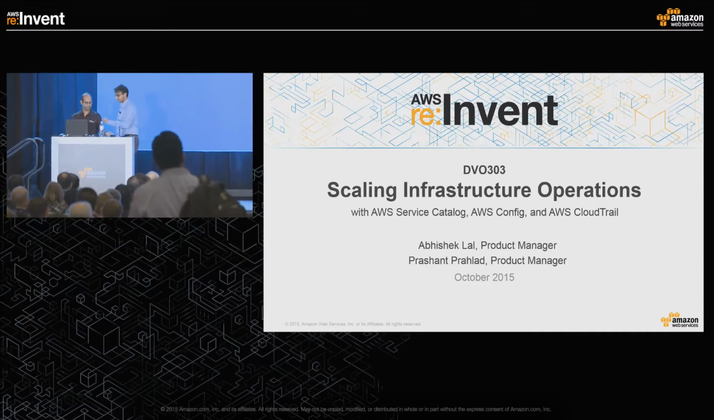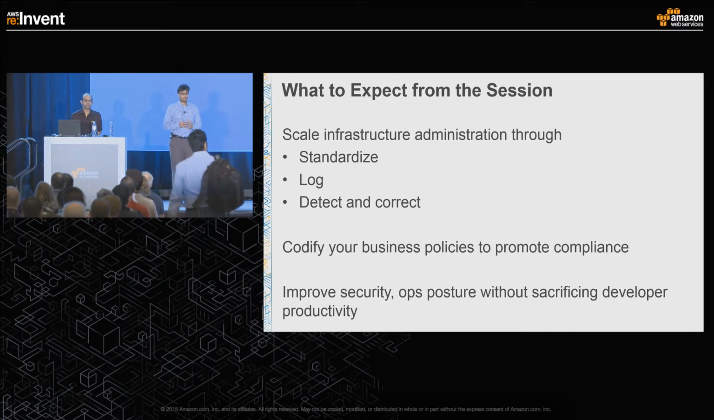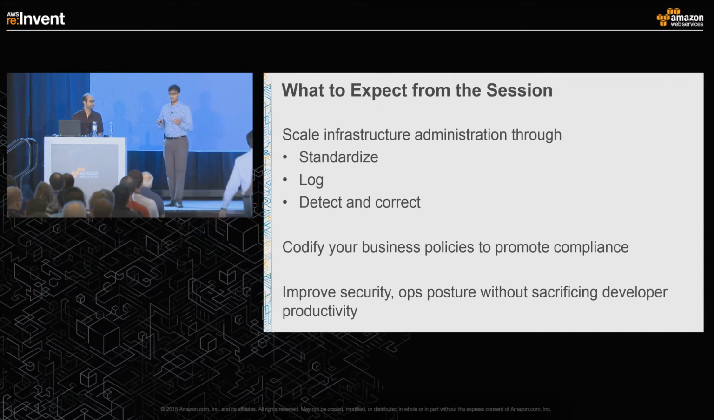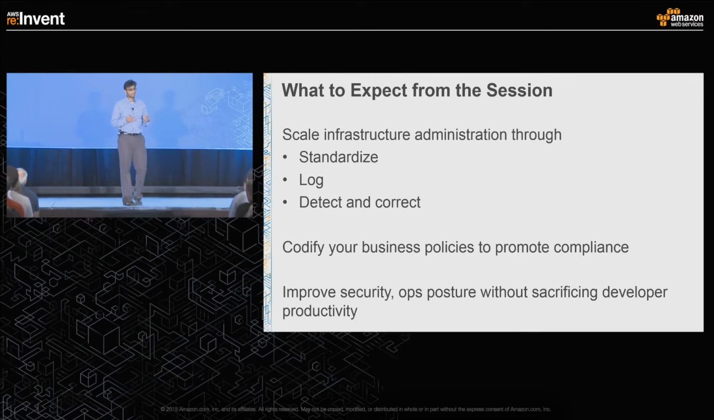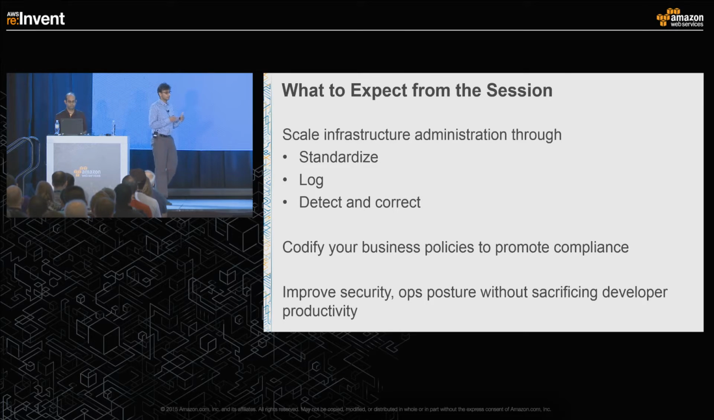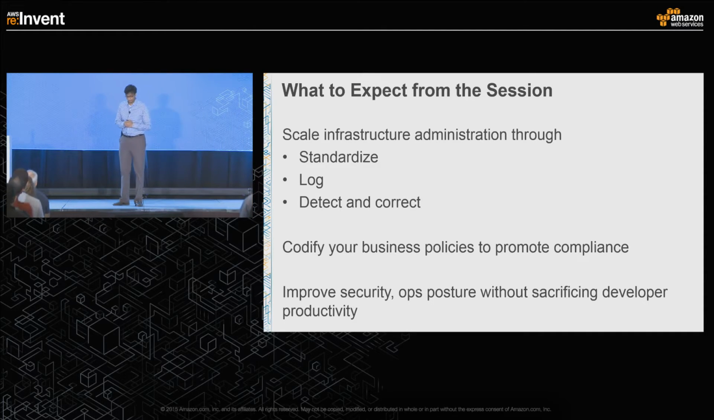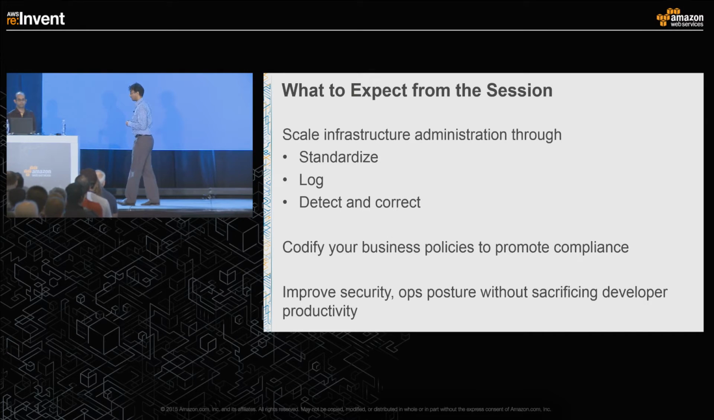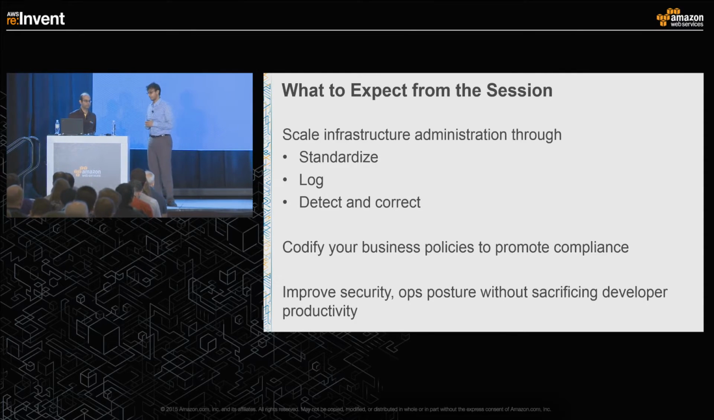All right, let's get started. Through this session, we're going to learn how you can scale infrastructure administration through standardization. If you standardize, log what's happening with your account, detect when something different happens, and then correct it, you'll be able to scale operations without hiring an army of people to help. You learn how you can codify best practices for scaling operations and detecting errors through Config rules, which is a new capability we launched recently. Security operations and developer posture and operating posture actually improve as a result without affecting how developers use your product. They continue to use AWS the way they used to, and these things are just operating in the background without affecting them.